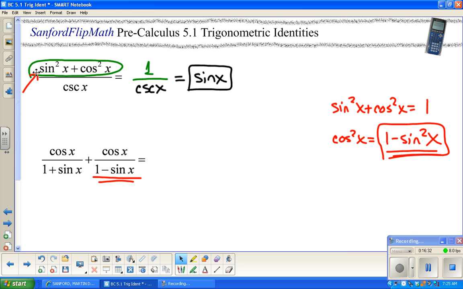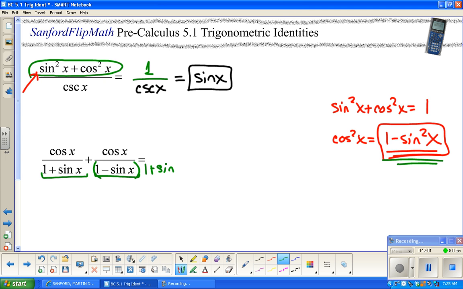Well, what you may not remember, but maybe you do, maybe you don't. If I had this thing, this 1 minus sine squared could be factored. Now, I'm actually going to go the other way. And let's look for a common denominator. To have a common denominator, it needs all of the factors of all of the denominators. So what I'm actually going to do is multiply on the right fraction by 1 plus sine.